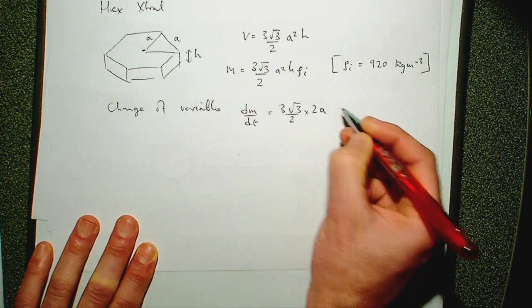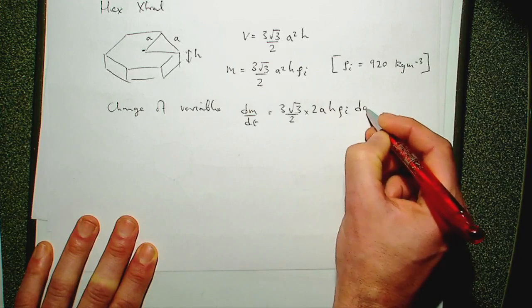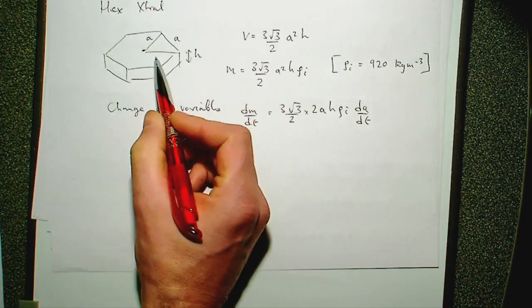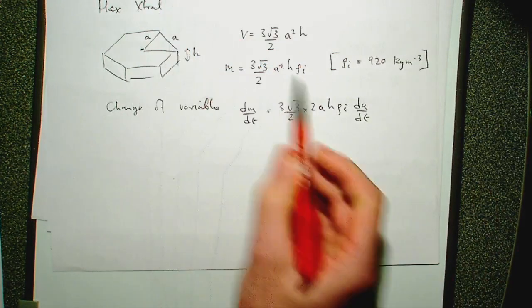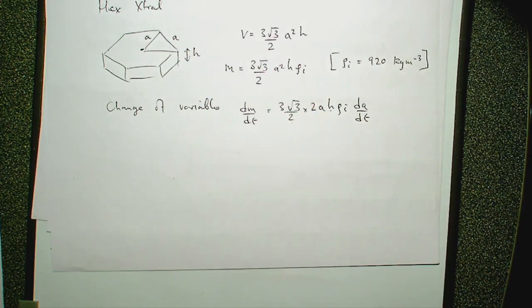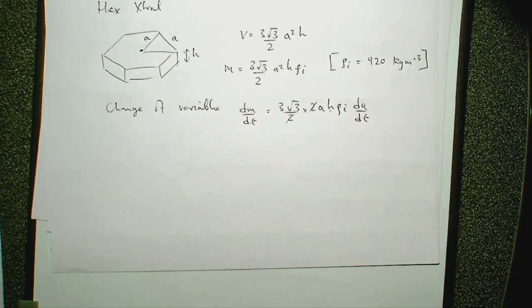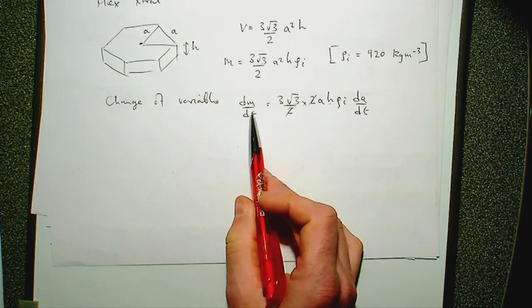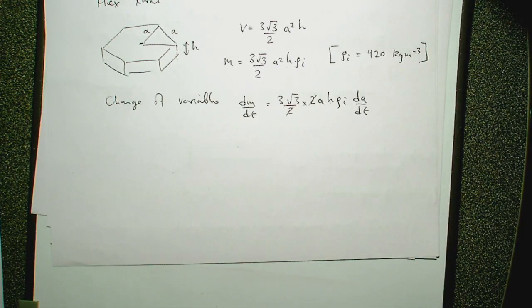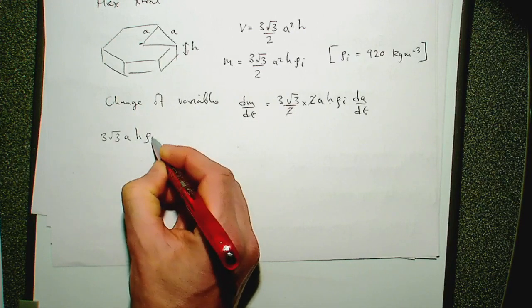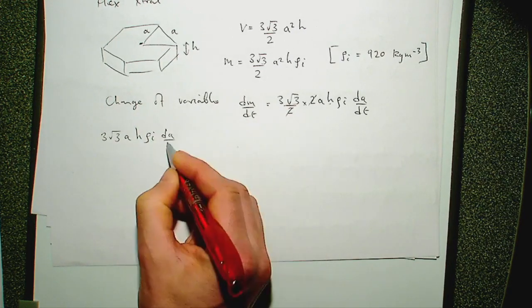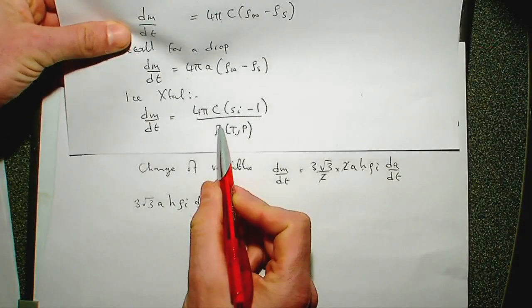times 2a. I should have said that we're considering the growth of this crystal in a plate regime. So that means that the growth is not along the c-axis, but the growth is on the a-axis. So H remains constant. Treat H as a constant. A is the variable. Two's cancel. And so we can set this rate of change equal to the equation we derived for the growth rate of an ice crystal. 3 root 3 A H rho I dA by dt. So that's dm by dt, and I'm going to set that now dm by dt equal to the right hand side here of this growth equation.